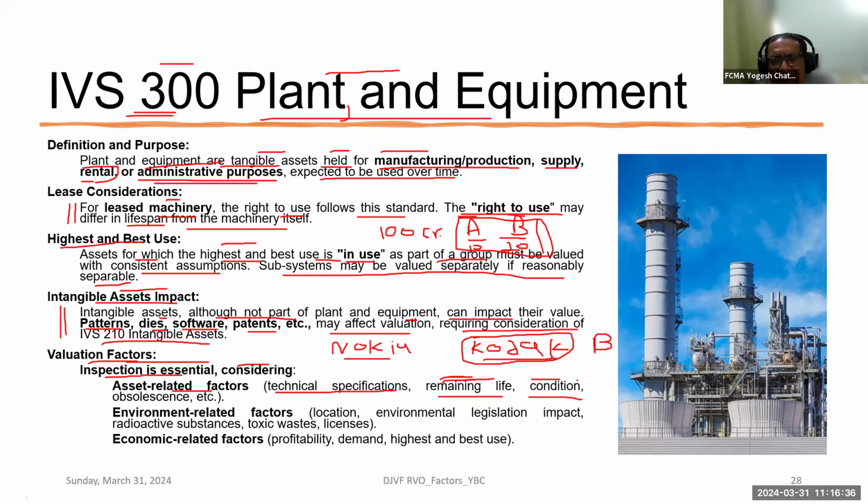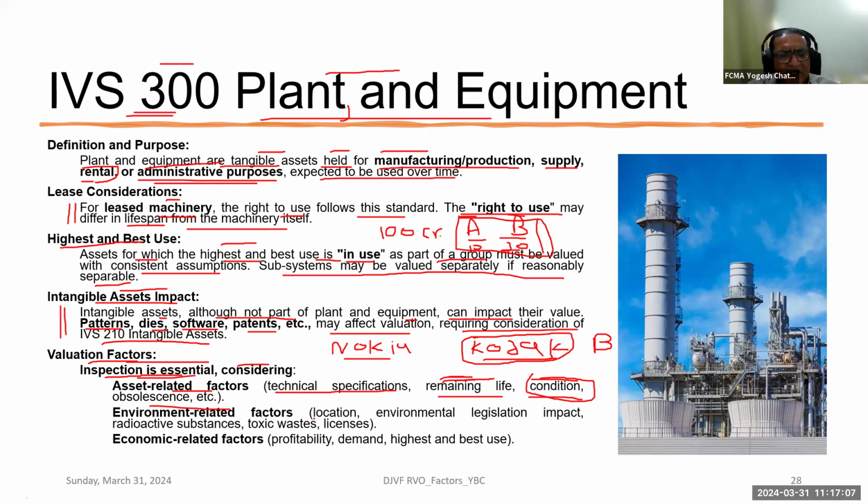Then the condition of the machine, very important. If two friends purchase a motor car on the same day, same make, same model, after 5 years the condition of the motor car will be different depending upon how it is maintained. Maintenance is individual driven. So it is very important what the condition of the machine is. So these are asset related factors.